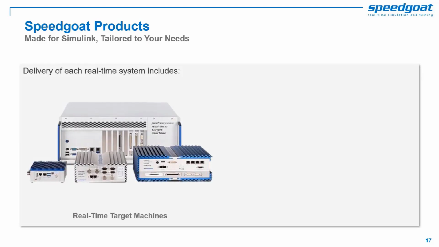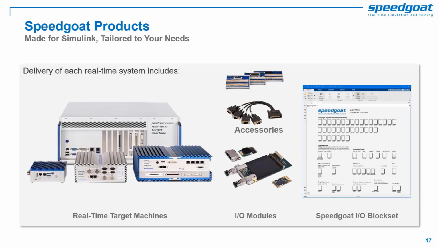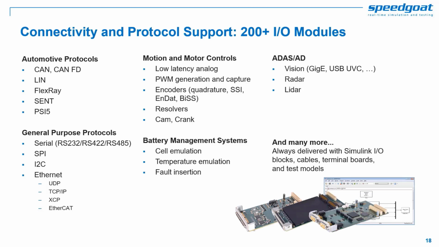Delivery of each real-time system includes the real-time target machine, I/O modules configured to your needs, together with accessories such as terminal boards and cables, and the Speedgoat I/O block set. The block set library allows for connectivity to the hardware. And no matter whether you are prototyping control strategies or testing controllers against your digital twins, connectivity shouldn't be a hurdle for you. We are supporting key protocols from automotive and other industries, such as CAN and FlexRay, serial protocols, PWM generation and capture, and battery cell emulation. More than 200 I/O modules are available and ensure that your workflows remain uninterrupted.